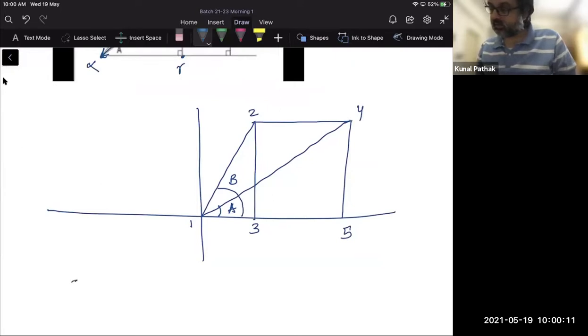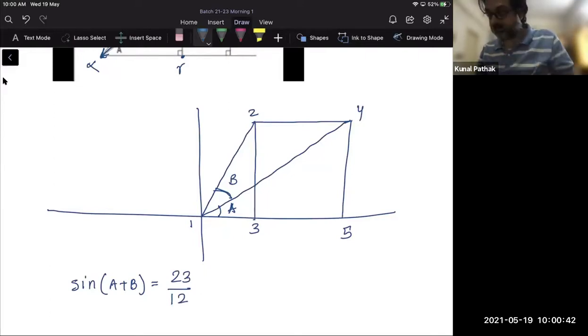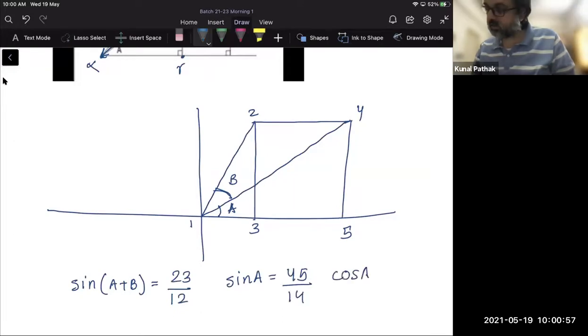So I made a mess of the sine of cross A. Just want to rub this out. So this is B. So sine of A plus B is equal to 2, 3 upon 1, 2. Okay. And sine of A is equal to 4, 5 by 1, 4. Cosine of A is equal to 1, 5 by 1, 4, right?